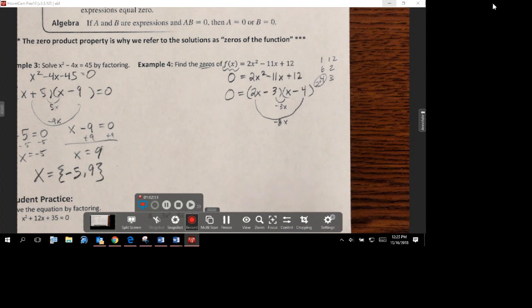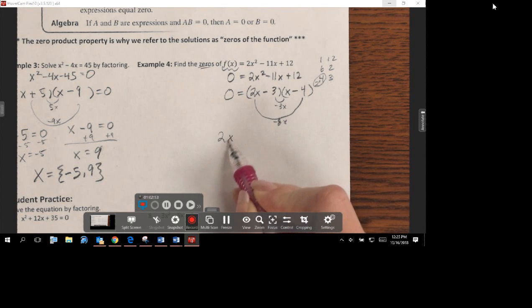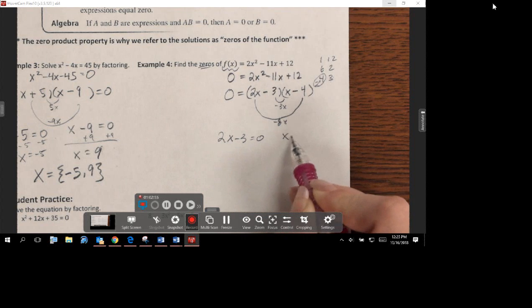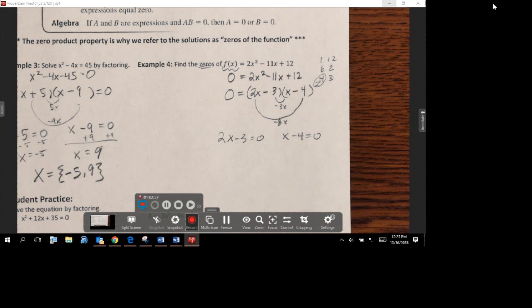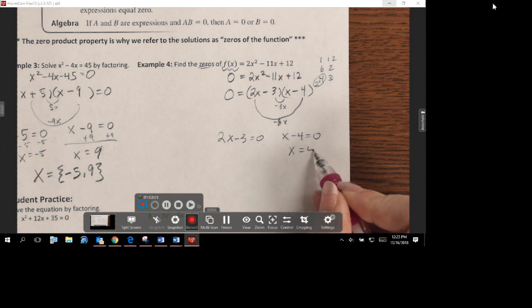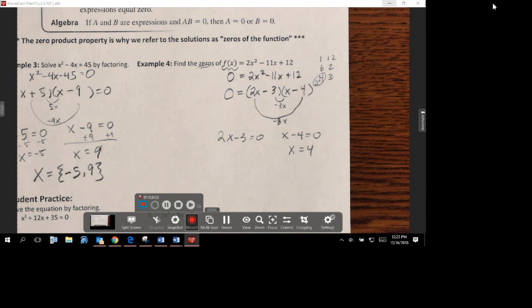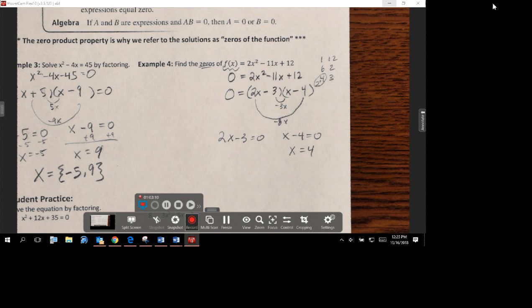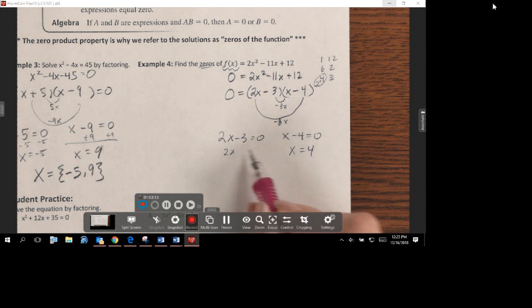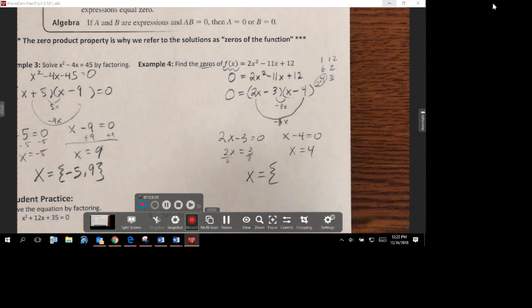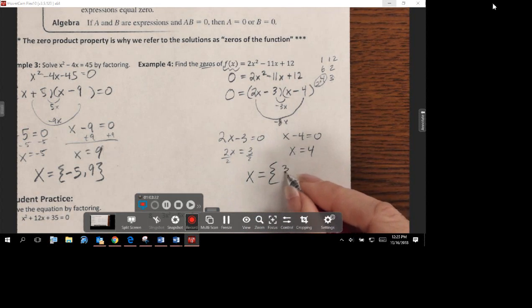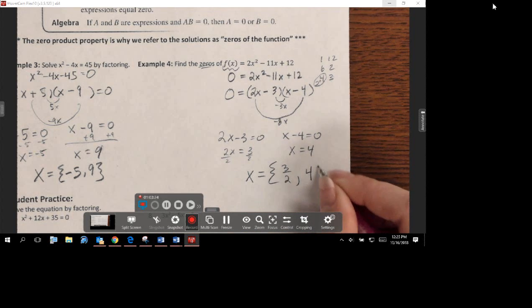So how do I find the solutions? I set each factor equal to 0. One of the answers will be 4, but how do I find the other answer? Is it just 3? No, it's not. So you've got to add the 3 and then divide by 2. Which answer is smaller? 3/2, or you can write 1.5, and then the 4.